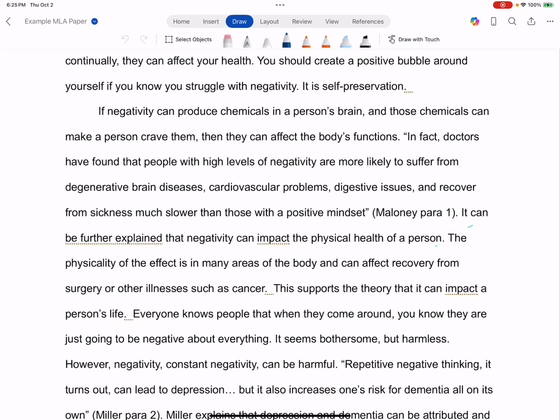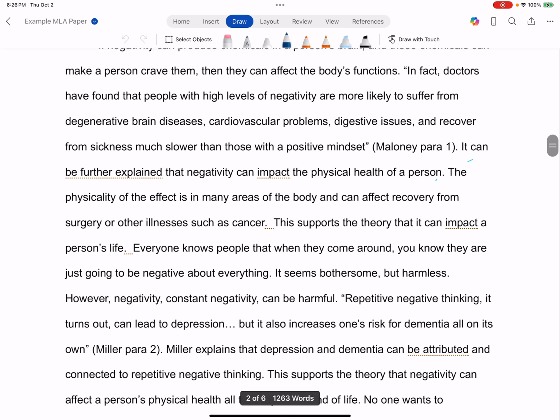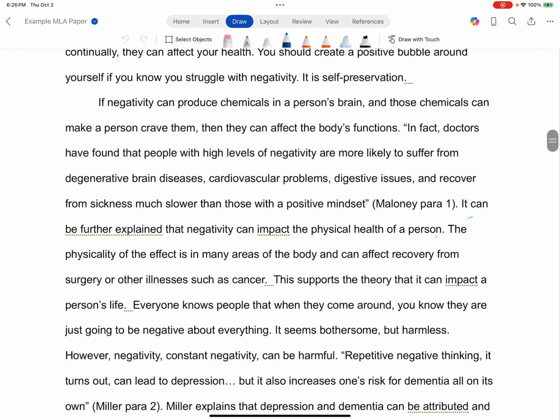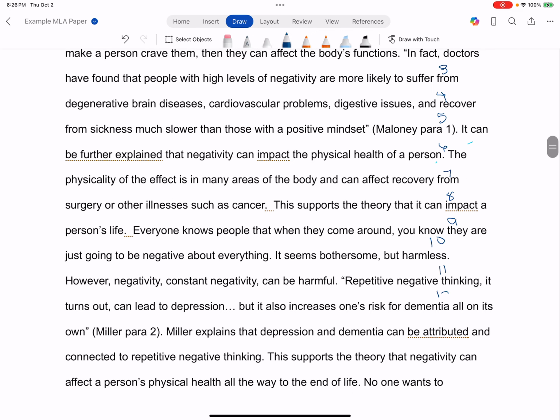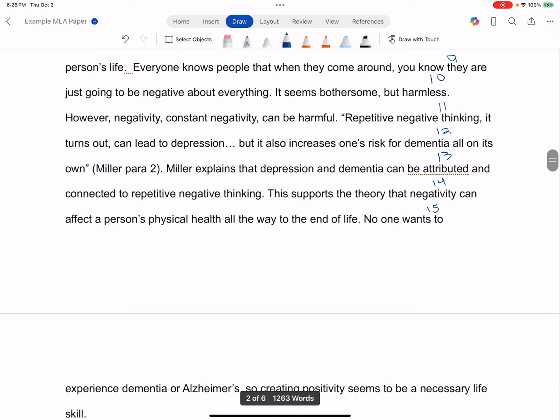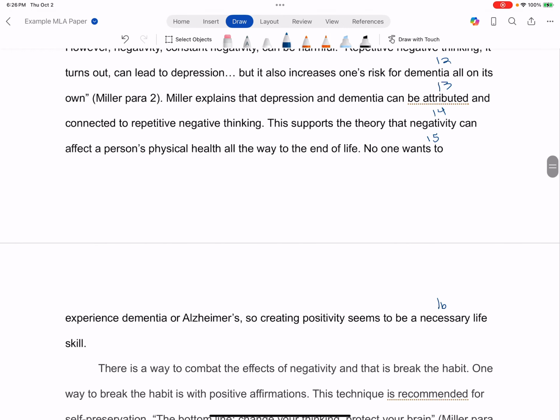This video is how to figure the percentage of cited material that you've used in your paper. So the first thing I do is I go find the paragraph and I number the lines in the paragraph. 16 lines total.